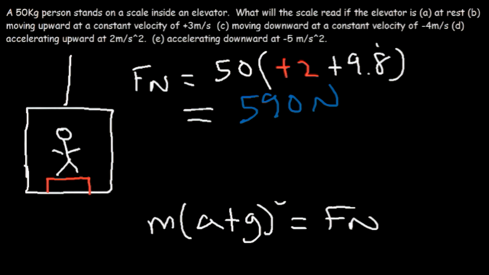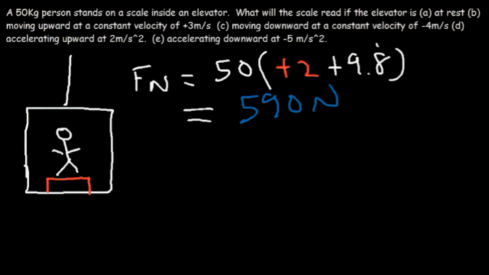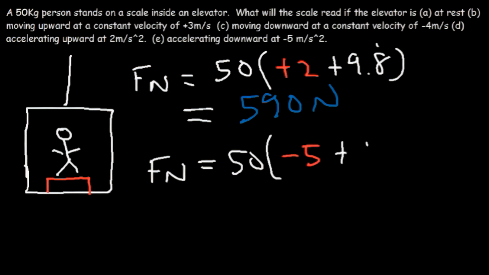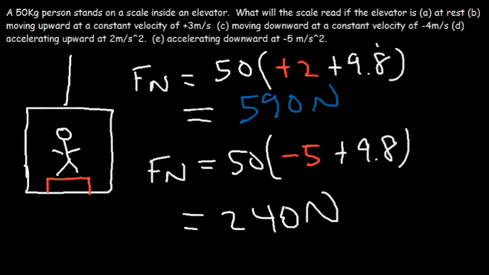Now let's calculate the normal force as the elevator accelerates downward. So the normal force is going to be 50 times an acceleration of -5 plus the gravitational acceleration of 9.8. So 9.8 minus 5, that's 4.8. So 50 times 4.8 is 240 newtons. So as it accelerates downward, the scale is going to read a normal force that's less than the weight force.